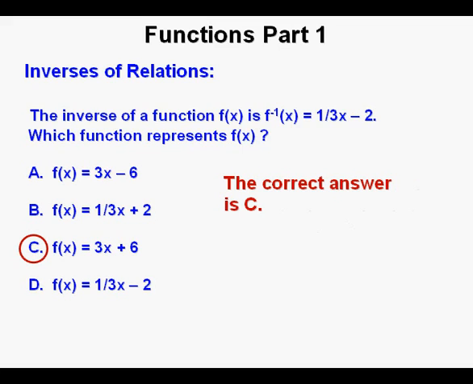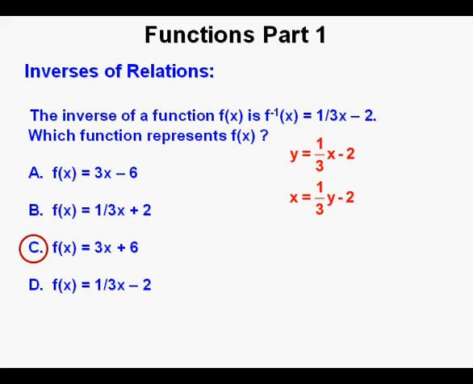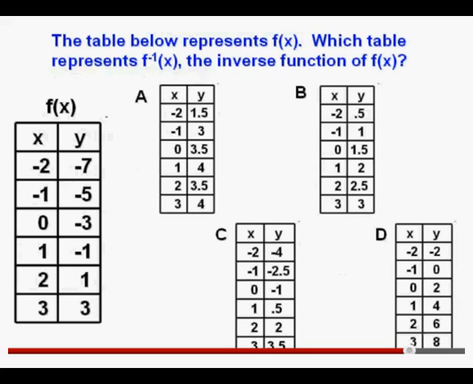The correct answer is C, f of x equals 3x plus 6. To work this problem out, we can start with the equation y equals 1/3 x minus 2. Then we can change out the x and the y positions and we get x equals 1/3 y minus 2. We can swap sides and rewrite the function as 1/3 y minus 2 equals x. We can add 2 to both sides of the equation and we get 1/3 y equals x plus 2. And then we can multiply both sides of the equation by 3 to solve for y, and we get y equals 3x plus 6. And this, of course, is our answer C.